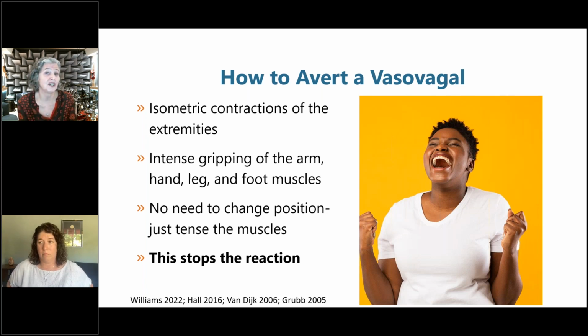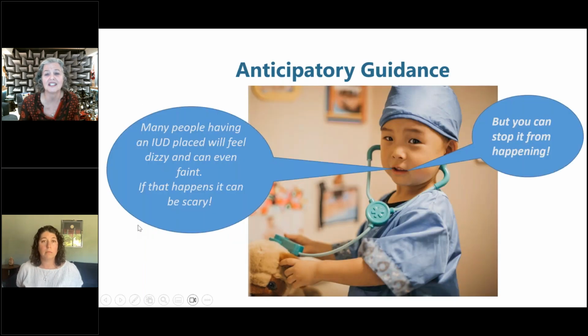People do, however, tend to revagal. So if that happened once, it could very well happen again 2 minutes later. So the person should know that if they feel anything weird, they should start to contract their extremities once again. So I like to do this as anticipatory guidance, as I said, before the placement. It would be something that takes, we think on average, about a minute and a half, maybe a minute.